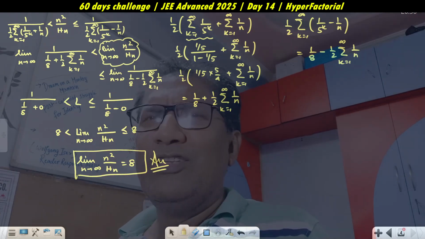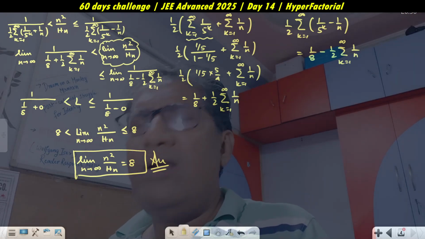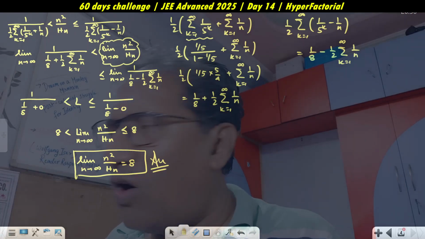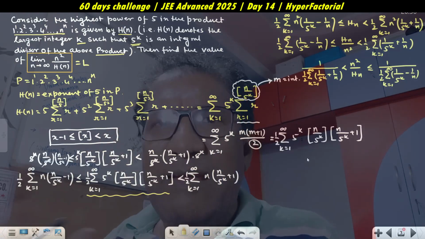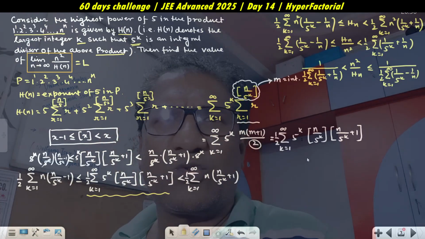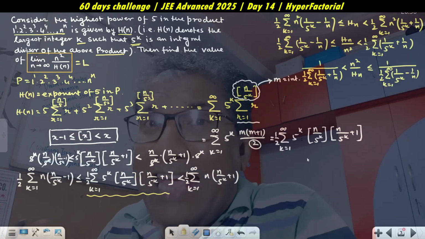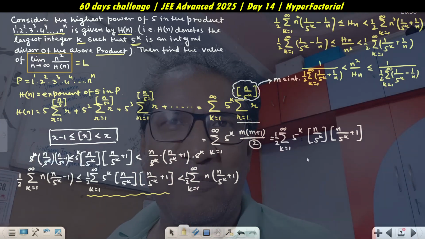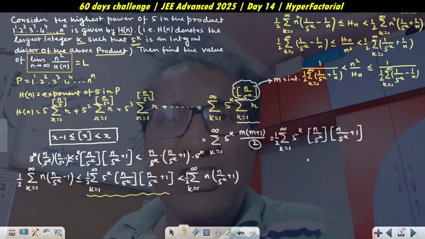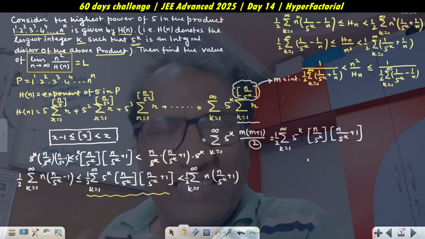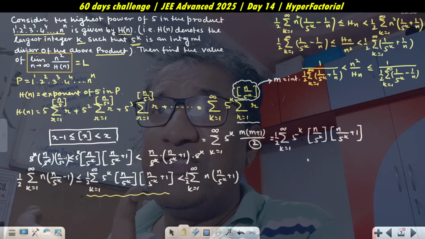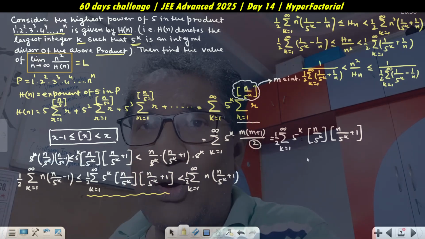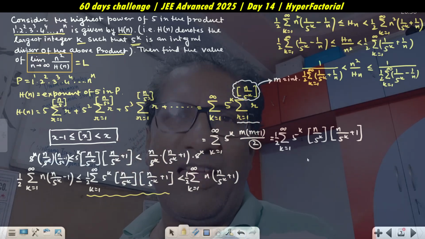A wonderful sum. Not only is the hyperfactorial involved in the question, at the same time the limiting thing that has been mixed with this question has taken it to the next level. This limit is not a very simple limit. Here at last we have used the sandwich theorem to find its value.